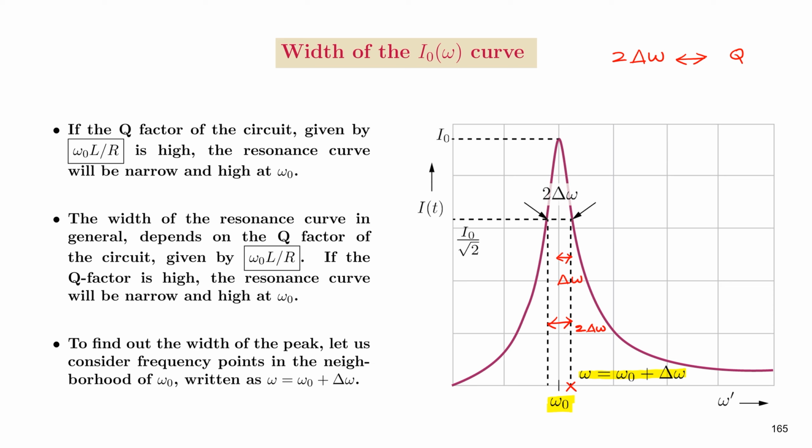The Q factor of the circuit is given by omega 0 L divided by R. And in general, if the Q factor is high, the resonance curve will be narrow and high at omega 0. The width of the resonance curve in general depends on the Q factor of the circuit, which is given by omega 0 L divided by R.